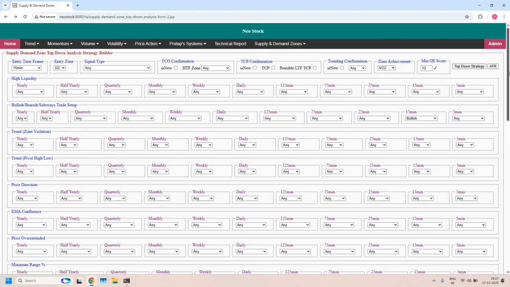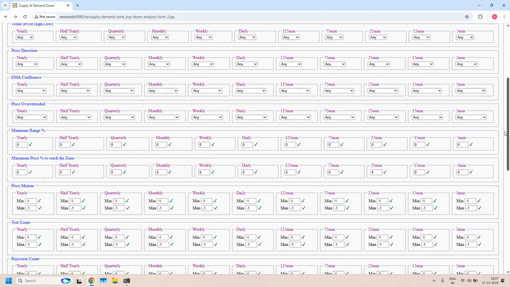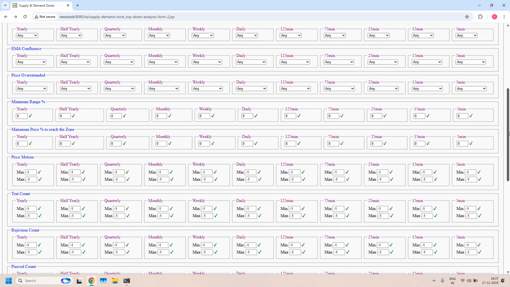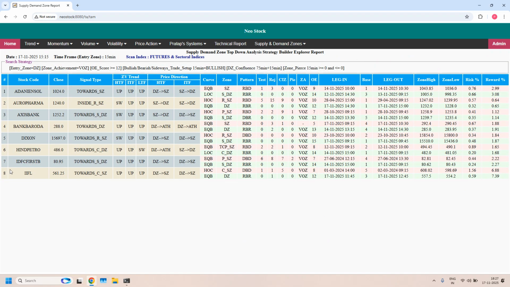So first strategy, first step, LTF and ITF demand zone confluence. That is 15 minutes and 75 minutes demand zone confluence. By enabling this filter, applying on the 11 stocks, we got 8 stocks. In all the 8 stocks, all these 15 minutes demand zones are overlapped with 75 minutes demand zone. And 75 minutes trend, that is ITF trend, is uptrend in all the stocks.